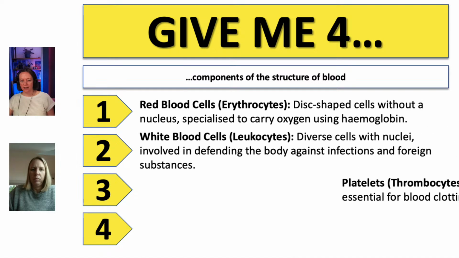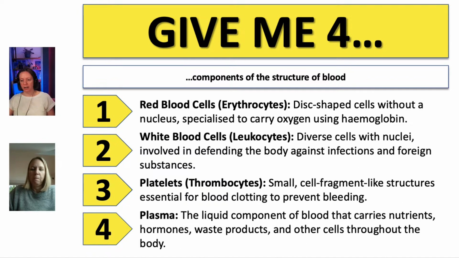Okay, so we have red blood cells, which are called erythrocytes. These are disc-shaped cells without a nucleus. That's really important because that gives the blood cell more space to carry oxygen using hemoglobin. Then we have white blood cells, which are known as leukocytes. These are a diverse set of cells with nuclei, and they're involved in defending the body against infections and foreign substances.